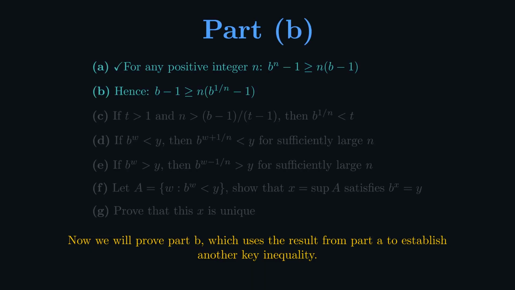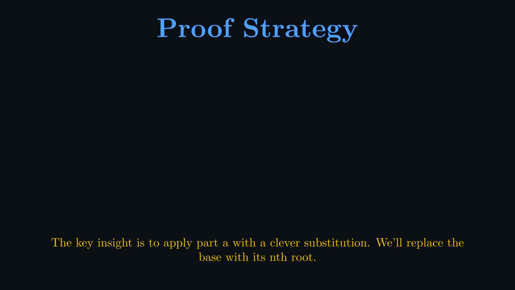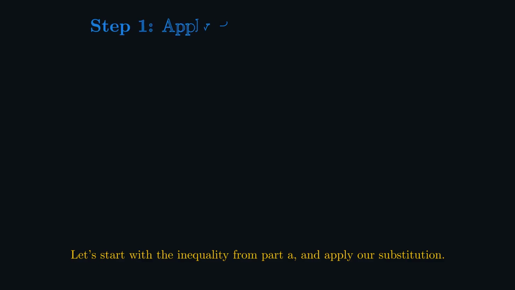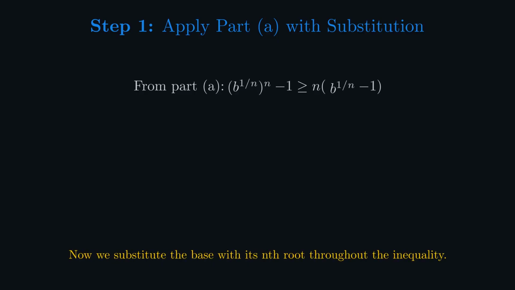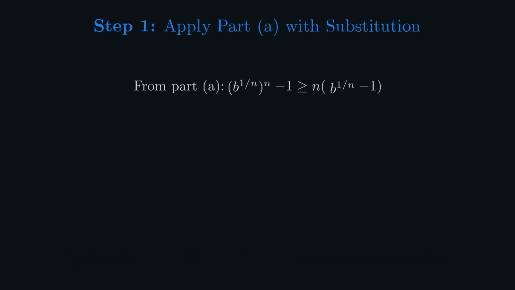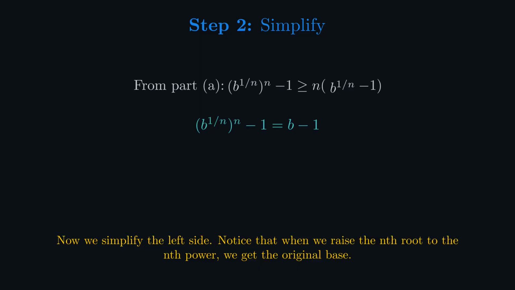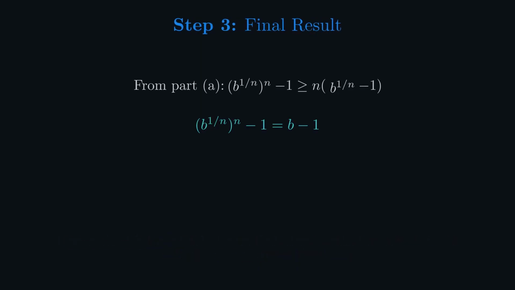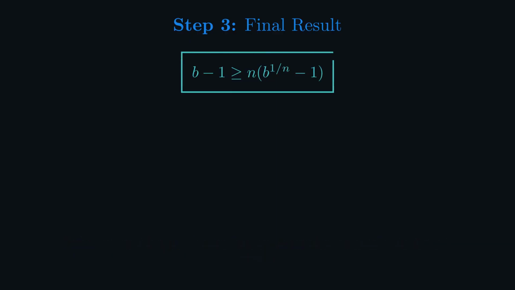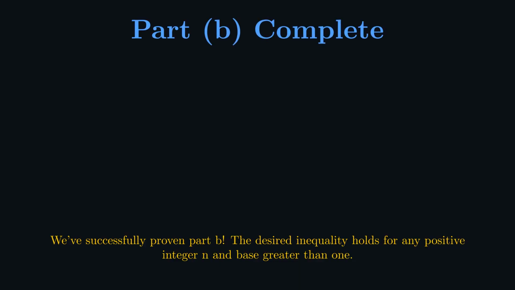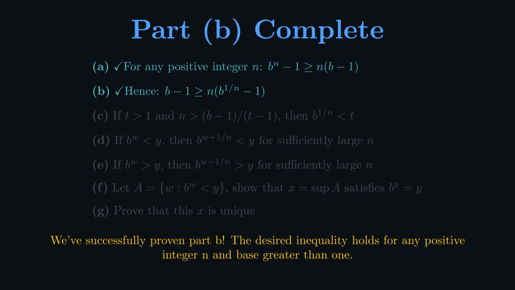Our goal here is to establish a similar inequality, but one that specifically applies to the nth root of our base. To do this, we don't need to start from scratch. Instead, we can build directly upon the inequality we already proved in part A. We apply a direct substitution to the entire expression. Specifically, we replace every instance of the base b with its nth root. Now, focusing on the left side, we can simplify. Raising the nth root to the nth power naturally cancels out, returning us to the original base value. This simplification leaves us with exactly the relationship we set out to prove, confirming the required lower bound for the nth root term. Thus, we have proven part B of this endeavor.